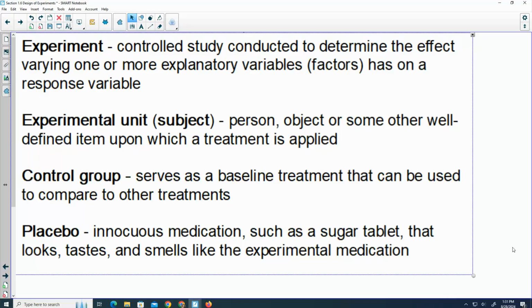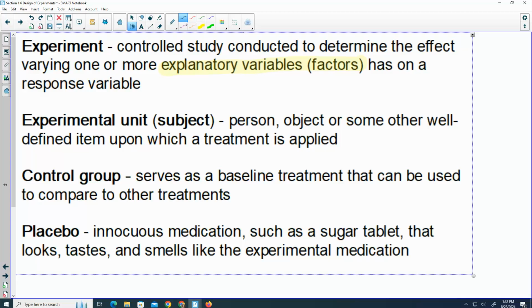So when we're talking about an experiment, that's just like a controlled study. So we talked about before the difference between observational study and a design experiment. Observational, you're just sitting back and watching. An experiment, you're actually doing something. So you're varying the explanatory variable. And another word for that is a factor. So the explanatory variable or the factor, that's the thing you control. And you're measuring the response.